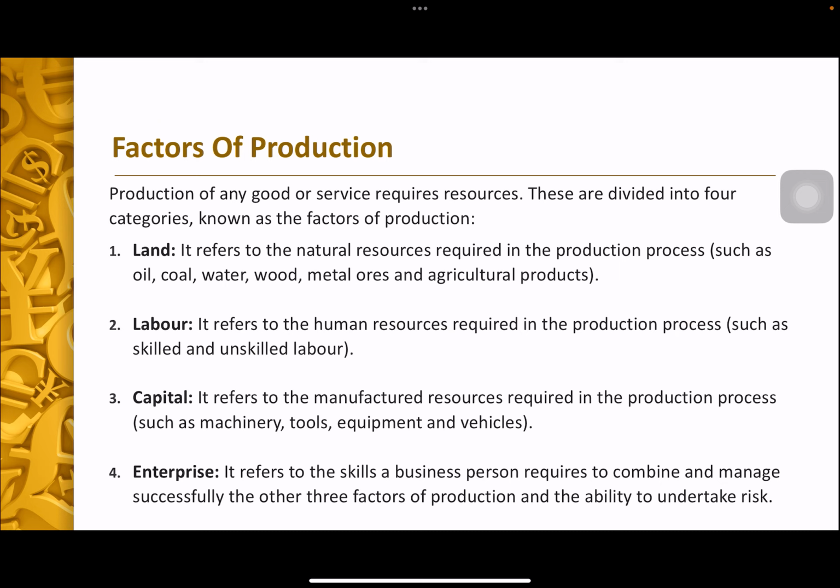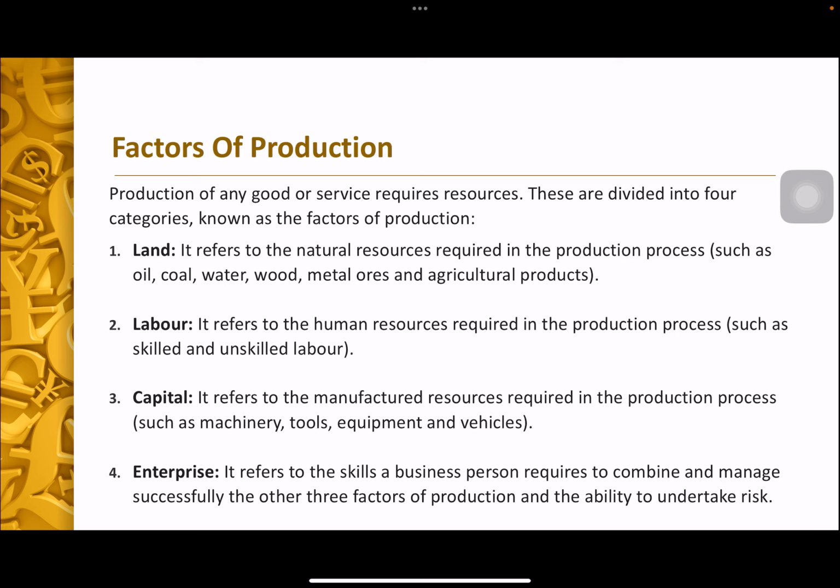Then we have the third factor of production, that is capital. Capital is actually a man-made resource, and for the manufacturing process it is helpful and required. For example, machinery, tools, equipment, vehicles, and the finance itself. Obviously, all these things require finance to be purchased, right?